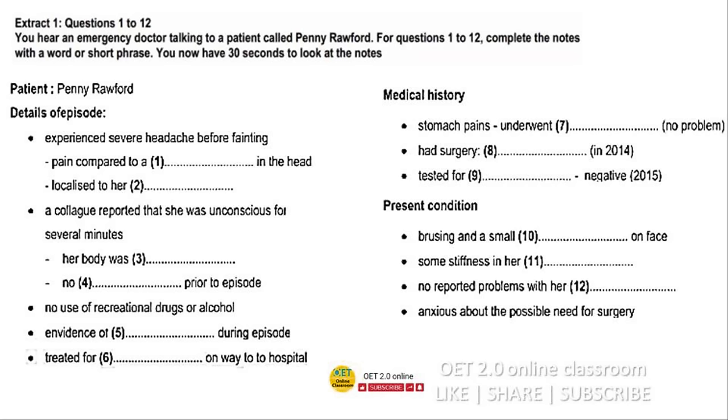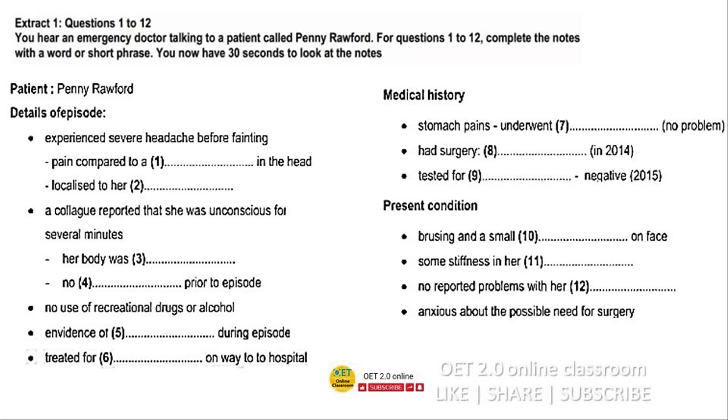Mrs. Rowford, I understand you've been brought in here because you fainted at work. That's right. Can you tell me a bit about it? Well, I can't really remember much. I was sitting at my desk and I suddenly got this really awful headache. My head felt like someone had fired a bullet into it. I've never had anything like it. I mean, I've had headaches before, but nothing serious. And this one was different because it was just in one place in my forehead here.